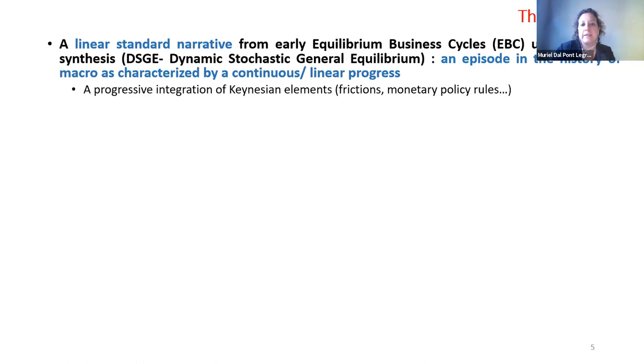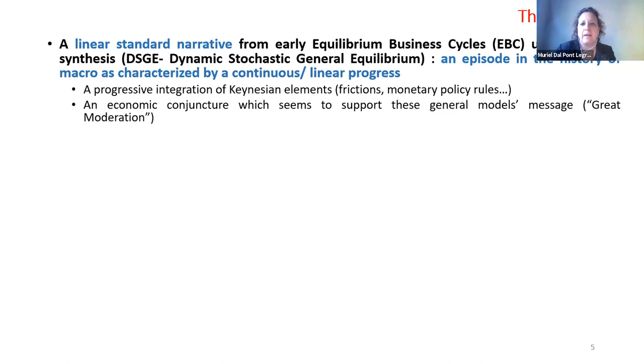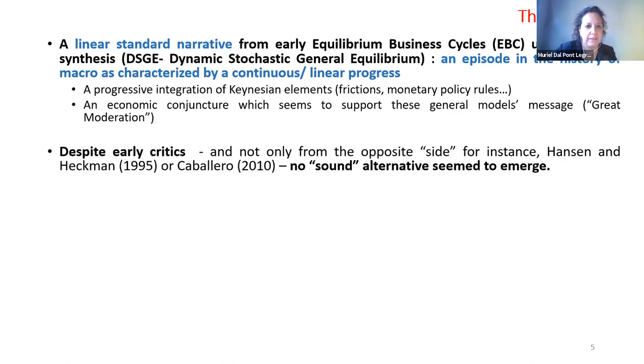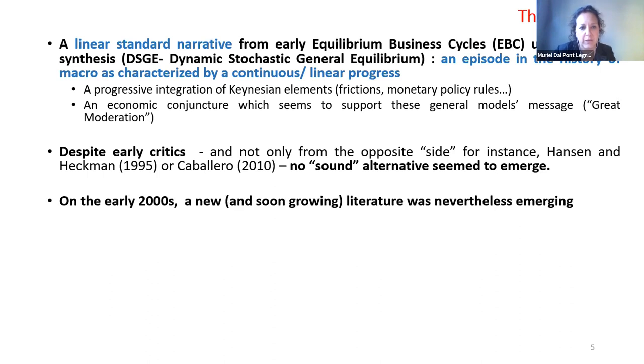This linear progress is characterized by the progressive integration of Keynesian aspects, and it was also supported to some extent by the fact that for many years we had the Great Moderation, so that empirically those models seemed to be validated. From the beginning, there were very strong critics from the opposite side, of course, but not only. Many people identified very early that it would be good to have more heterogeneity in the models. Otherwise, we may have some difficulty to really explain, and not only mimic, business cycle fluctuations.